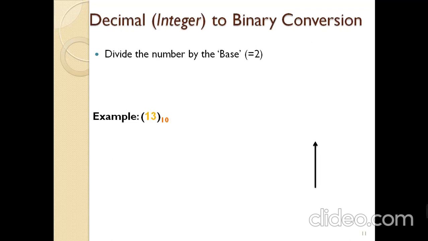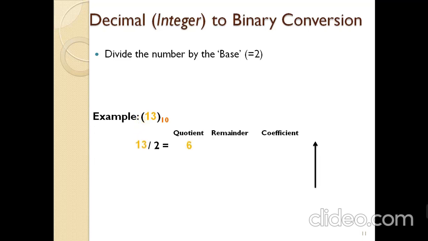First, decimal to binary conversion, that is the integer to binary conversion, or base 10 to base 2. First, divide the number by the base. The binary base is 2, so the integer is divided by 2. The first step: divide the number by base 2. Suppose we take one integer number, 13, which is divided by 2.